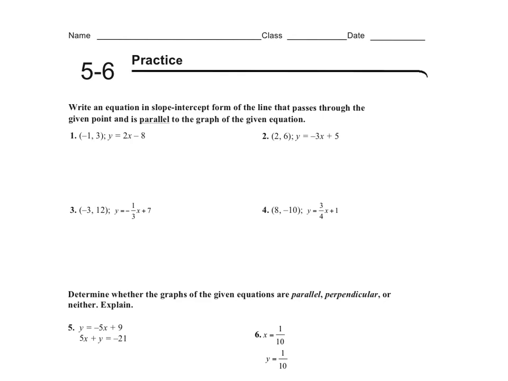It says write an equation in slope-intercept form. Okay, so that's key. You want to make sure you're writing these in the right form. Remember, slope-intercept is y equals mx plus b of the line that passes through the given point and is parallel to the graph of the given equation. So we're going to look at example 1 here. If I want to be parallel to this, you should right off the bat think, I don't need that. My current slope is 2, and when they're parallel, our slope stays the same. So I want to use a slope of 2, and this is my point.